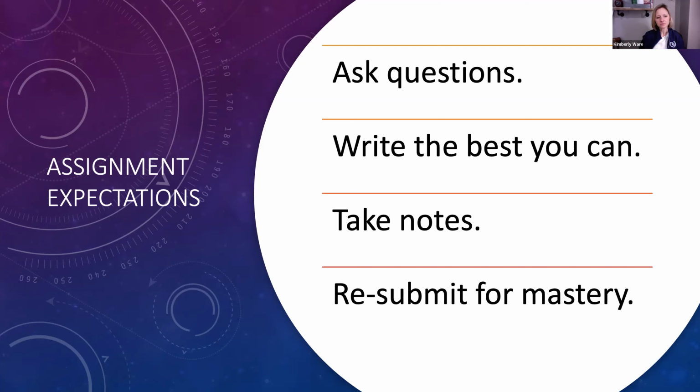Finally, please resubmit for mastery. Bryan University is awesome because you can absolutely graduate with a 4.0. There's no reason why you can't, because you can resubmit for mastery in every single course. So if you get a couple points off, resubmit. I give you very specific feedback. I'll tell you exactly what you did that needs to be fixed and how you can fix it, and then resubmit it. Take that extra time, get that A. Any questions about assignment expectations?